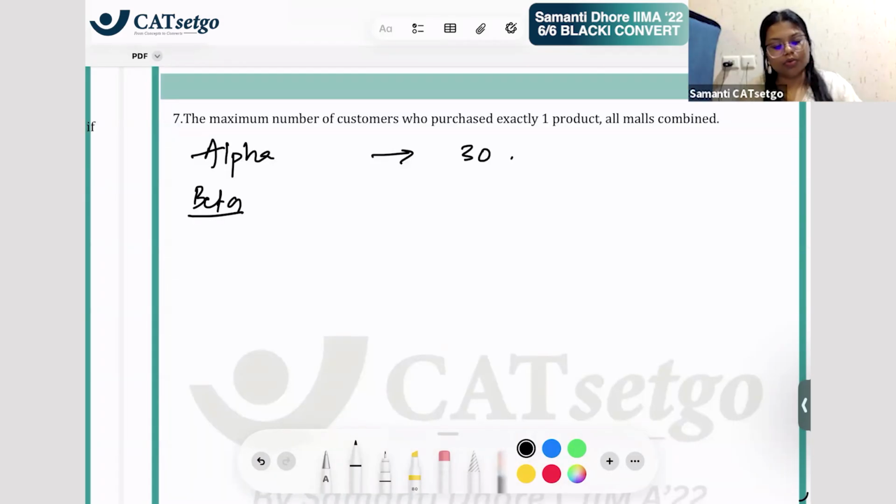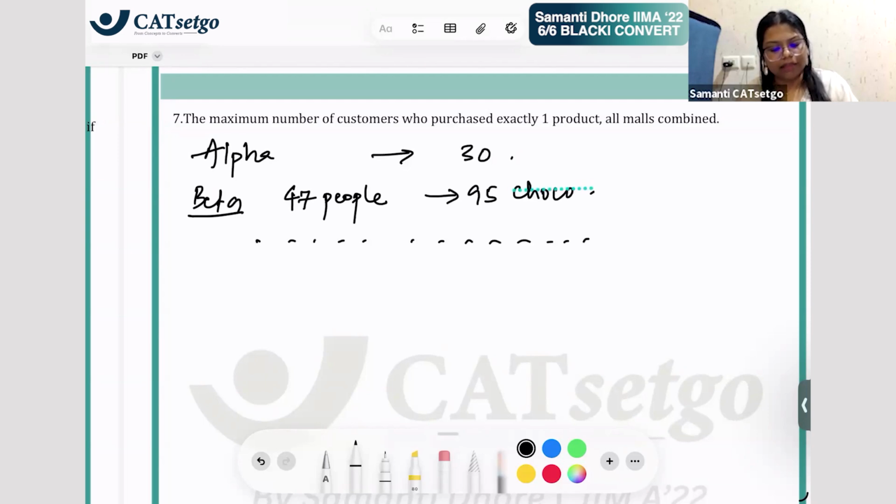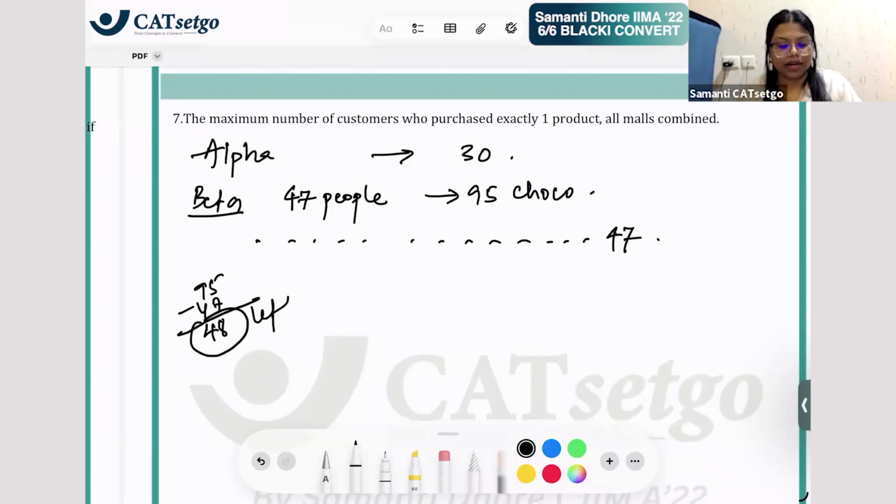Yeah. So how do we do this? In beta, we have 47 people, right? And we have 95 chocolates. I'm like, okay, all these 47 people, I'll give 1 chocolate each. 47 chocolates are done. How many are left? 95 minus 47, which is 48. So 48 are left. Now I have to divide this 48 among as few people as possible.